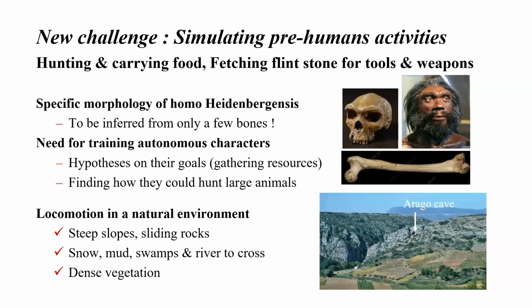Okay, more recently, what the prehistorians really want us to do is to simulate pre-human activities. And this is even more difficult because we are dealing with the Homo heidelbergensis, who, as I said, is the ancestor of the Neanderthal. So we don't even have a full skeleton. They have a piece of skull, and they have a few bones. And all the bones they have found come from different individuals. So they have some hypotheses, but they are very coarse about their morphology.